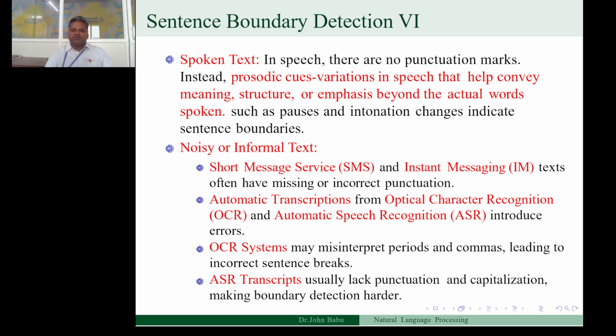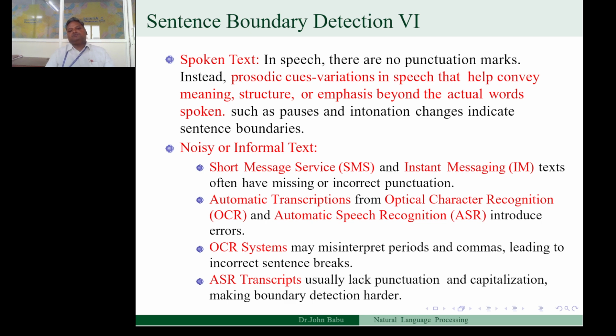Then sometimes we have automatic transcription. Suppose you have a YouTube video and we want the transcription of all the text. That is available with most YouTube videos. That is automatic transcription, and that happens through automatic speech recognition. Even if you take a PDF document and convert it into Word, or you copy the text from the PDF, it will use optical character recognition.